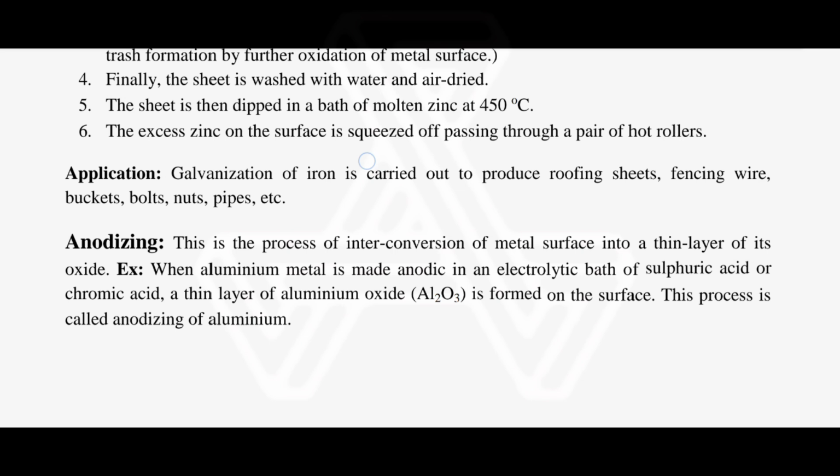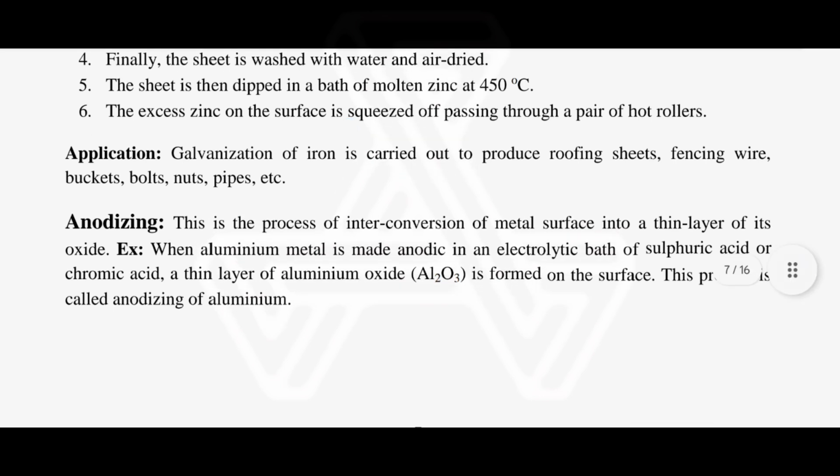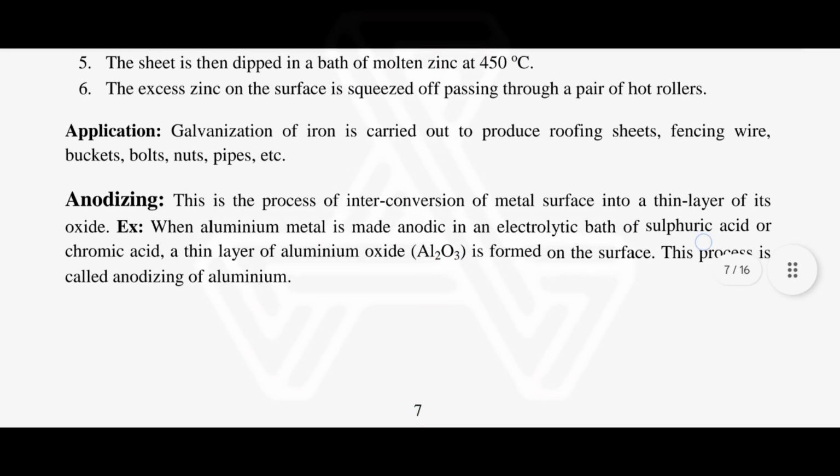Anodizing. This is the process of conversion of a metal surface into a thin layer of its oxide. When aluminium metal is made anodic in an electrolytic bath of sulfuric acid or chromic acid, a thin layer of aluminium oxide is formed on the surface. This process is called anodizing of aluminium.